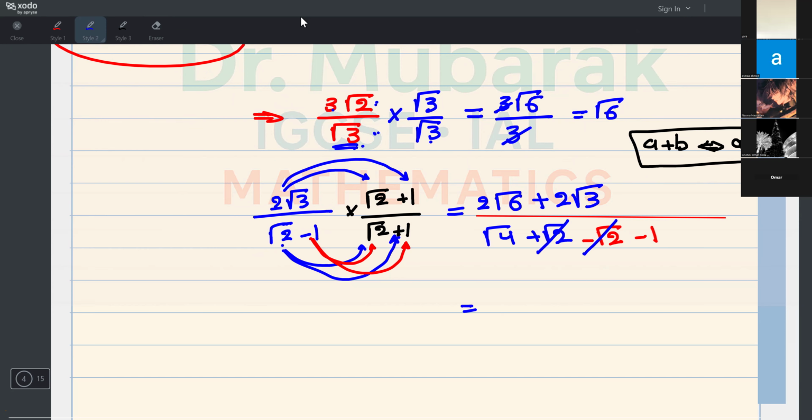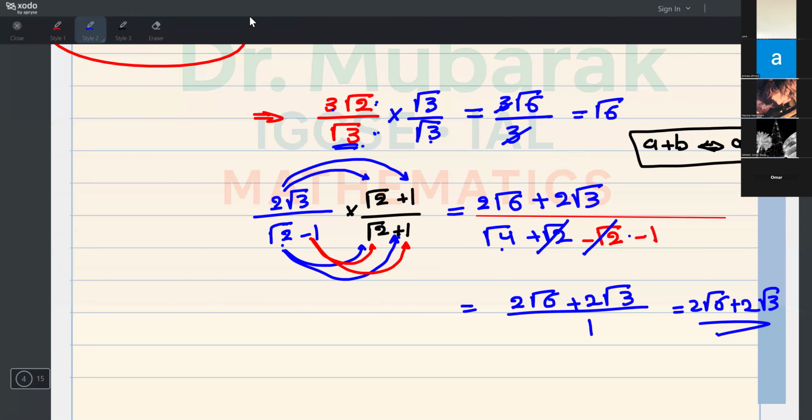So it will be 2 root 6 plus 2 root 3 over root 4 minus 1. Root 4 is 2, and 2 minus 1 is 1, so it is 2 root 6 plus 2 root 3. This is the final answer, and we already rationalized the denominator. Read this question carefully and see our work clearly. Then you can take a similar example or question and solve it.